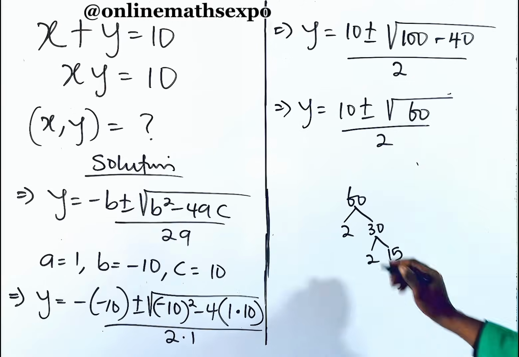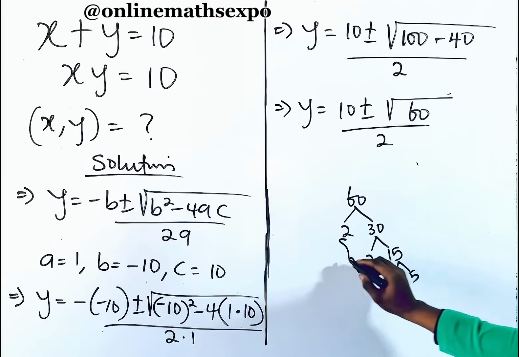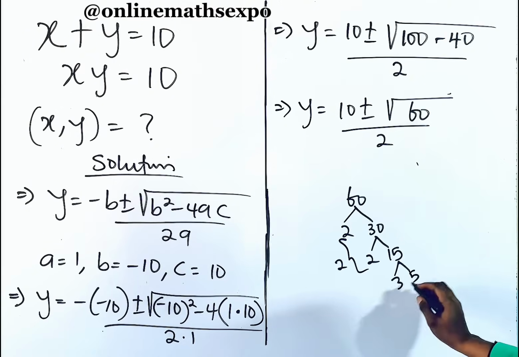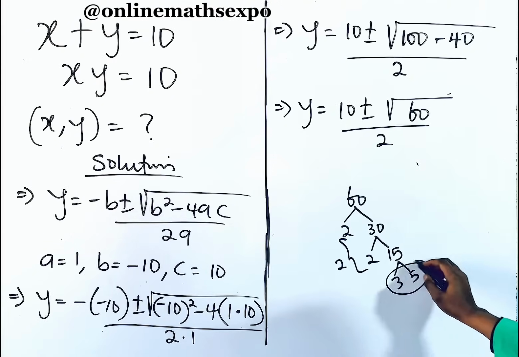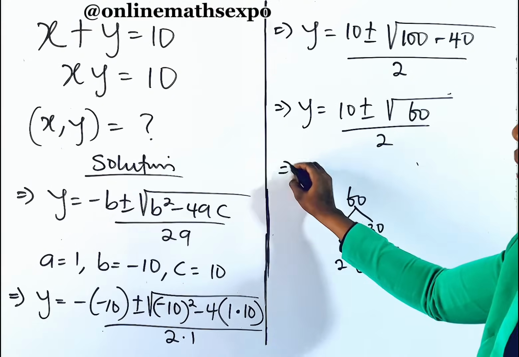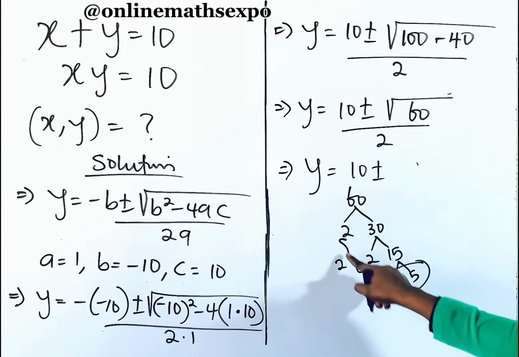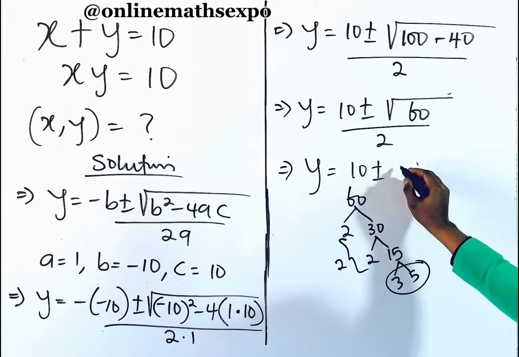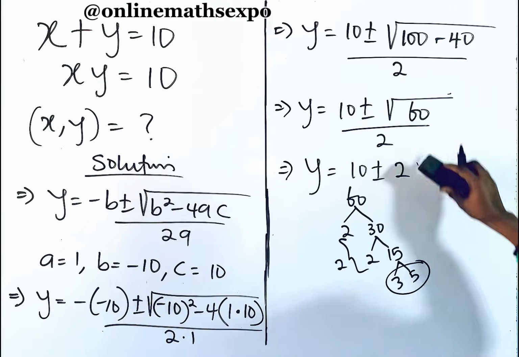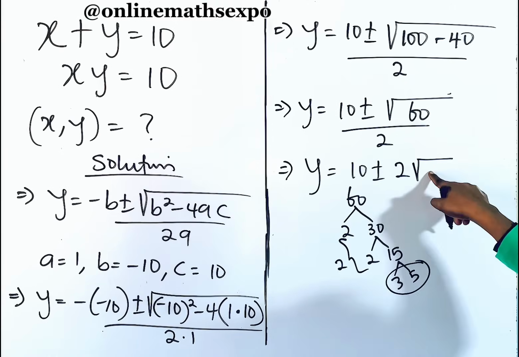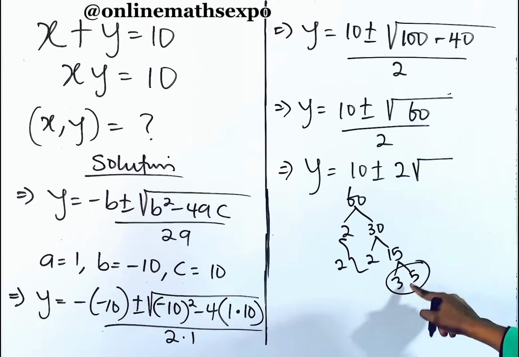If you are doing that, you see that this appeared 2 times, so you take 1 out. These ones are not perfect, they don't have pairs, so you're going to return them in the root. If you simplify, y will give us 10 plus or minus, now this, you take 1 out and keep it outside the root, and you are going to return your square root. These 2 will remain in the root because they are not perfect. And when you multiply, it gives you 15.